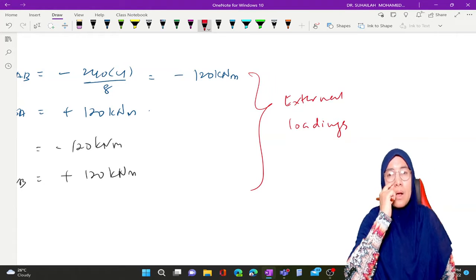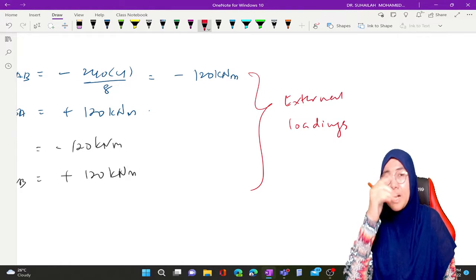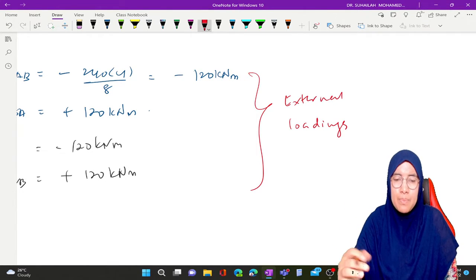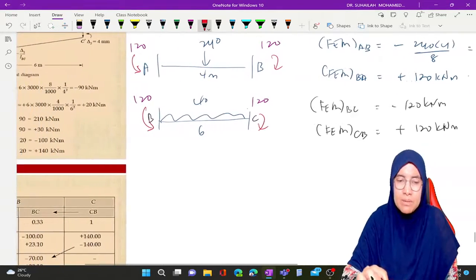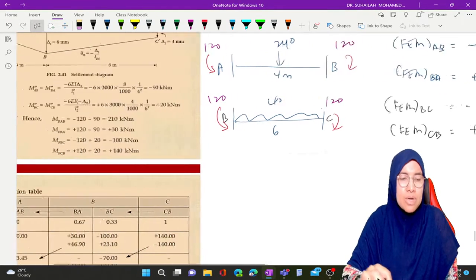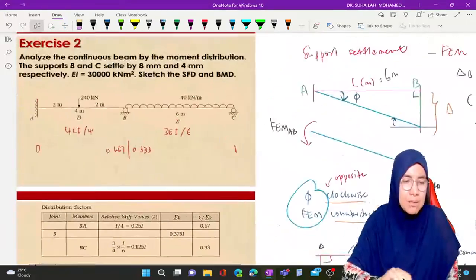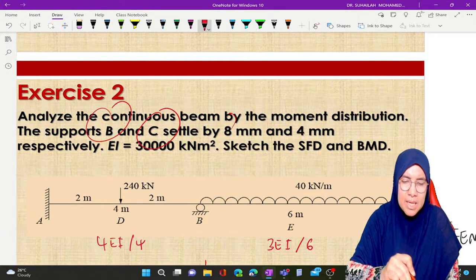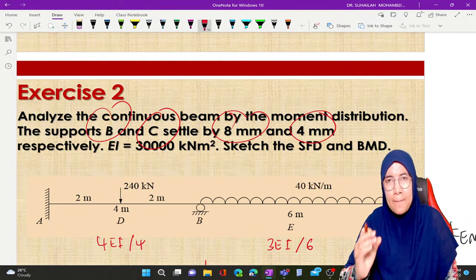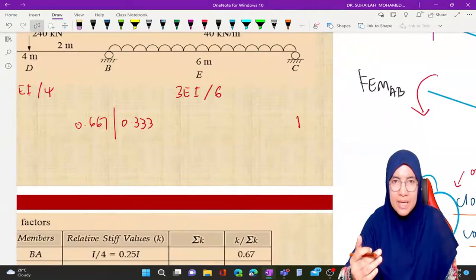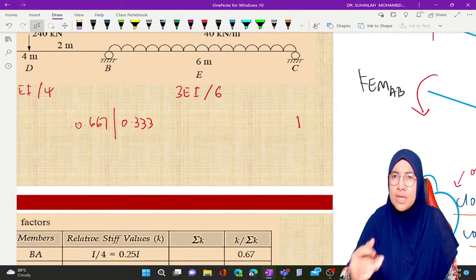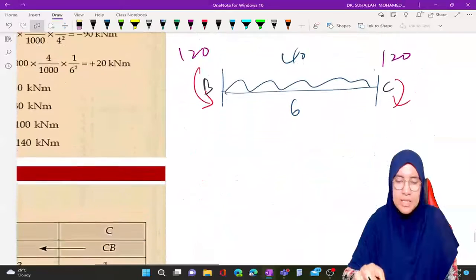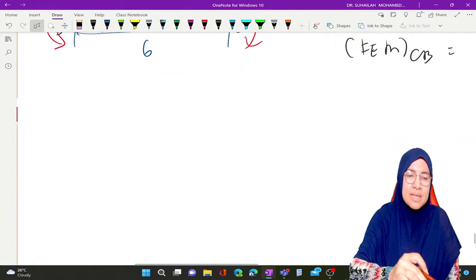So all these are the fixed end moments considering external loadings. Now we want to move to the second part, where we have to consider support settlement, the fixed end moment considering support settlement. Based on the question, settlement occurs at B and C, 8 and 4 respectively. So we have to sketch the free body diagram after settlement.